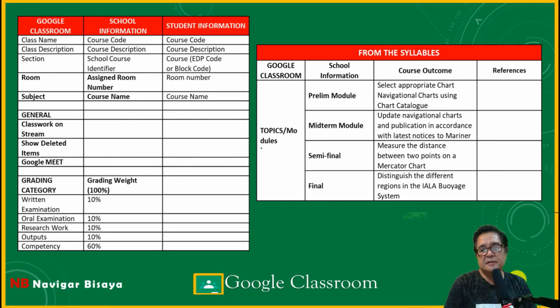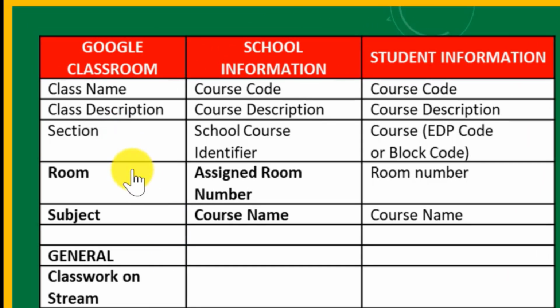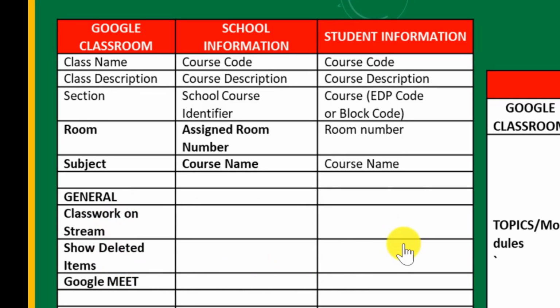This information is already given to you by the school when you have your class load. So the class name, description, section, number, the course code also. You have that already in the syllabus. And then in the Google Classroom, these are the options that you must select based on your policy.